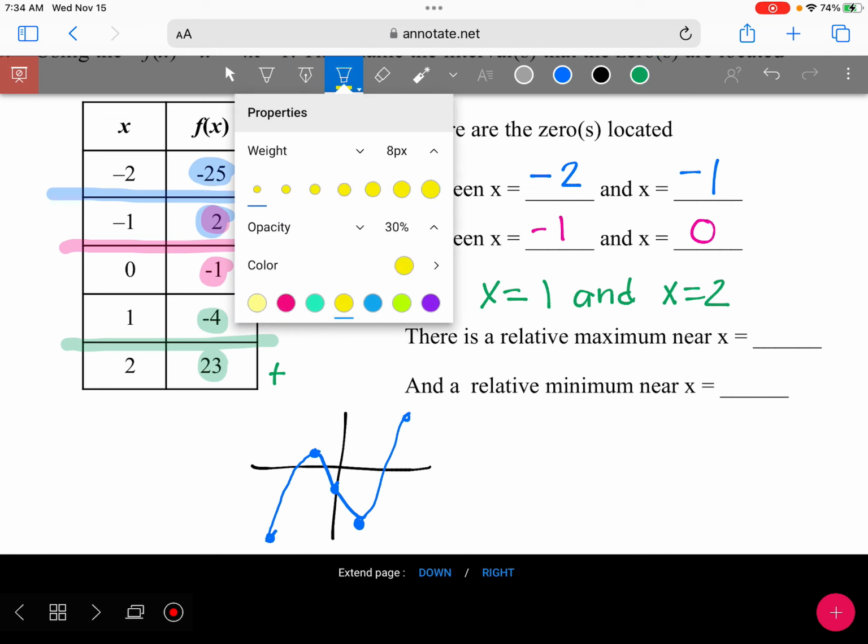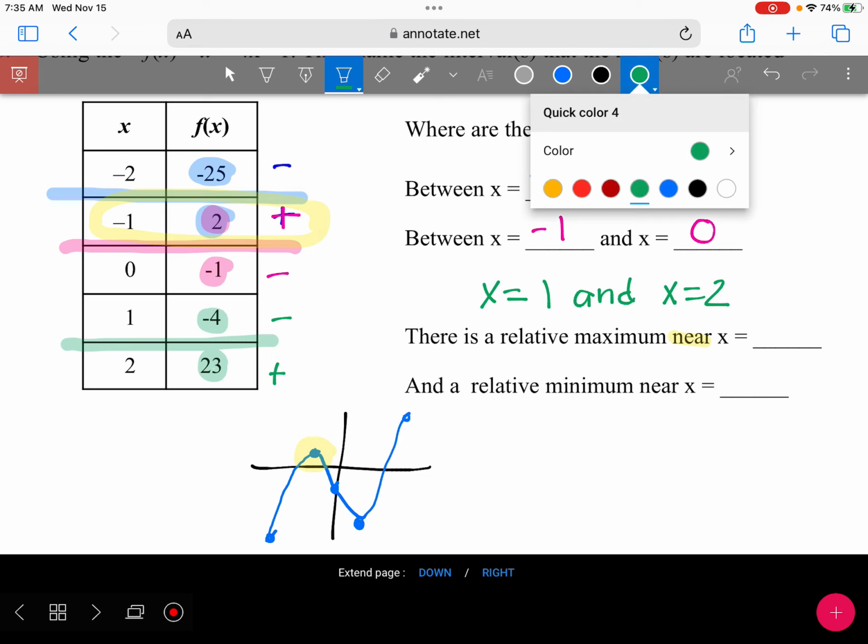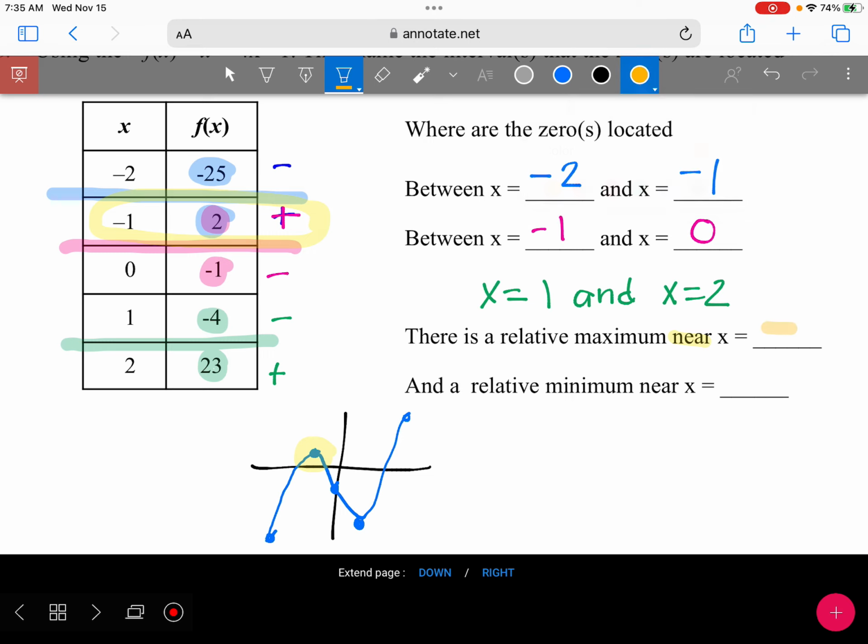And remember, we don't have enough information to say there is an extrema at a point. We say it's near. So we have a maximum near this little baby peak right here, where it changed directions over here. So we have a maximum near x equals -1.